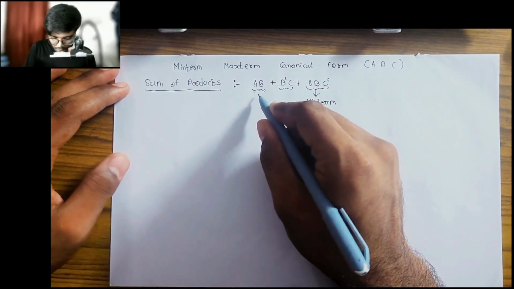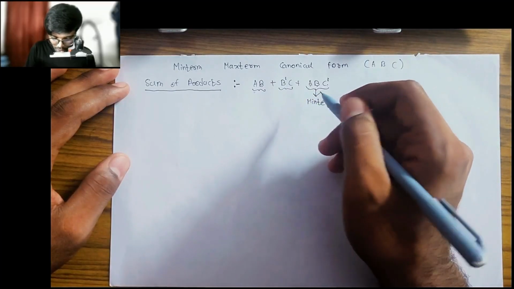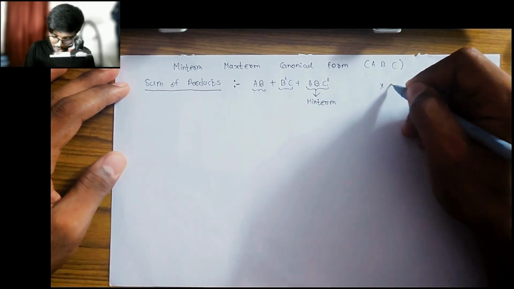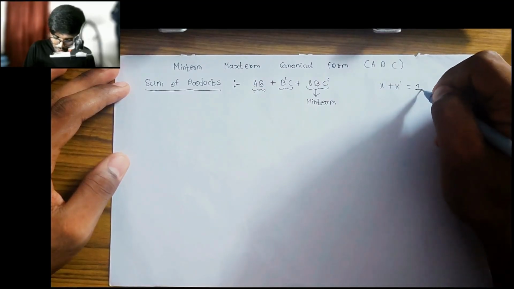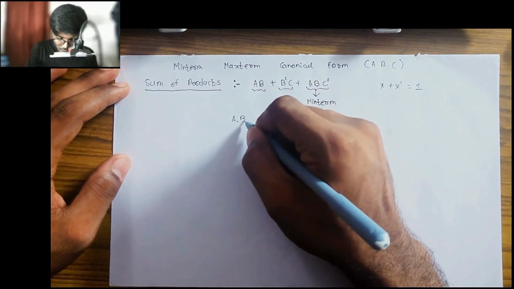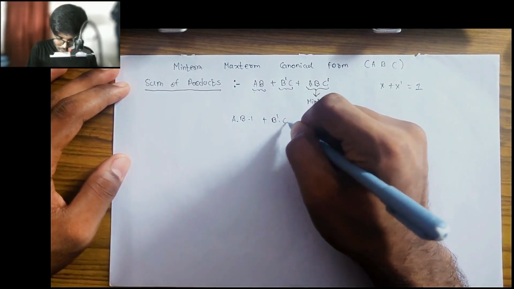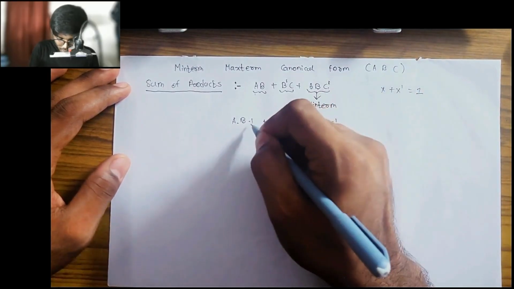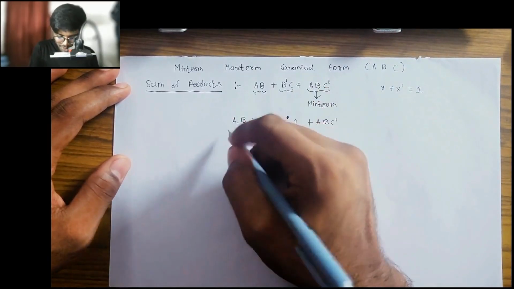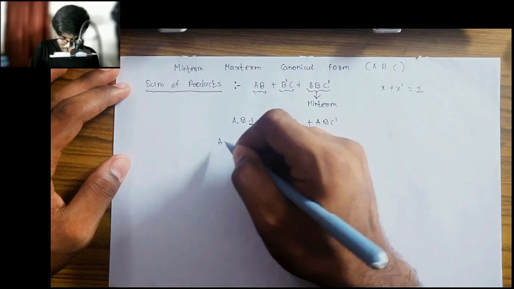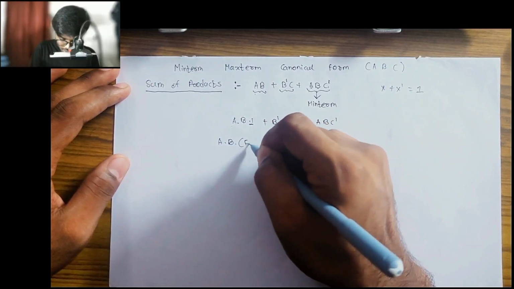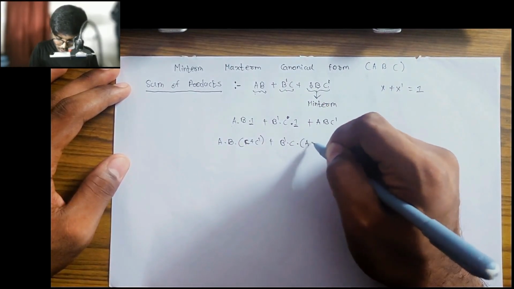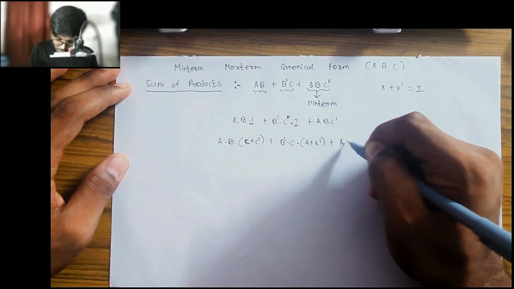So now to convert this into canonical form of sum of products, we will be using a property. We all know if x is a variable and if we add it with x bar, it is 1. So we can write this as A·B·1 + B̅·C·1 + ABC̅. We can replace these ones with whatever variable is missing. So here we have C missing, so replace it with that: (C + C̅), B̅·C·(A + A̅), ABC̅.